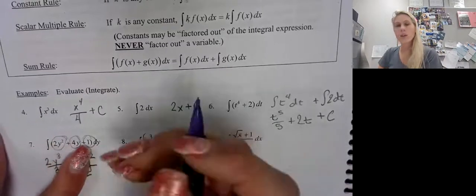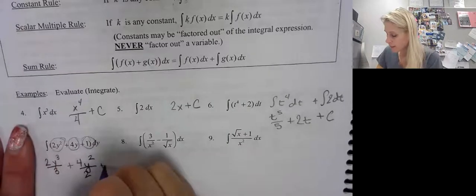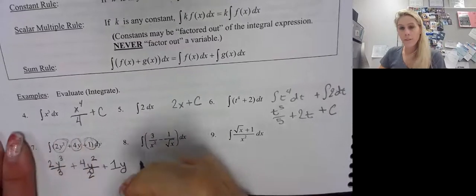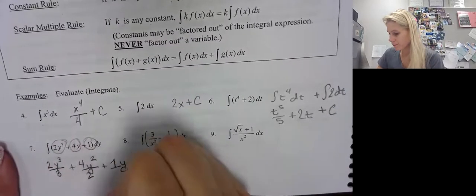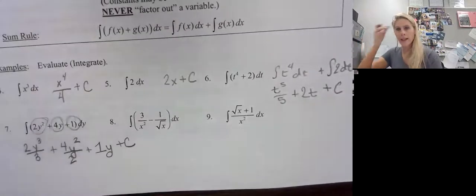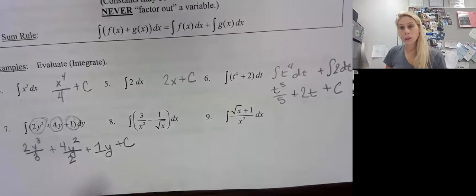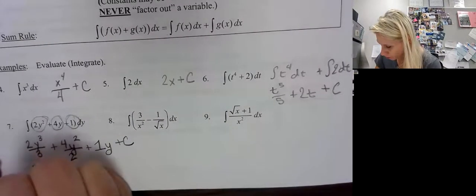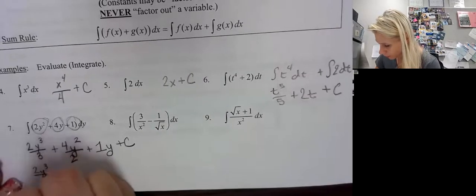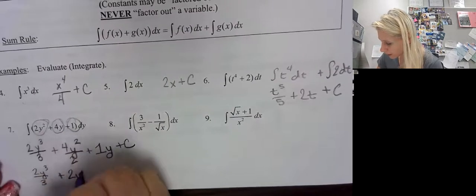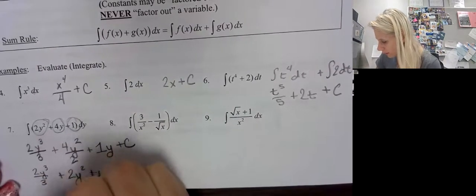Then we have the integral of a constant, which means we add on our variable. In this case, we're in y's. And then at the very end, you always have to have your plus c. So this would be a good answer and totally fine in an open-ended question, but we have to get ready for those multiple choice where it is reduced. So our final answer is 2y cubed over 3 plus 2y squared plus y plus c.